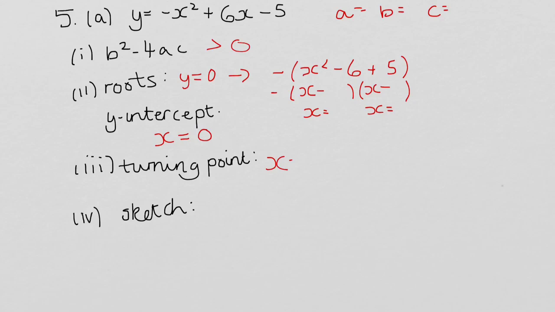Turning point, x equals negative b over 2a again. Find out what y equals. And then your sketch. So once again, just let me point out that it's a negative coefficient, and therefore means your graph, your parabola, is going to be negative.